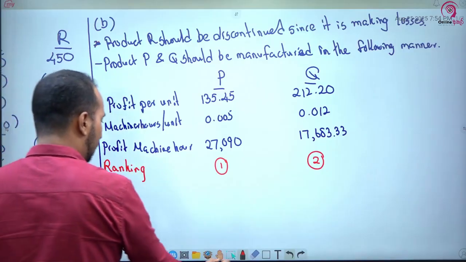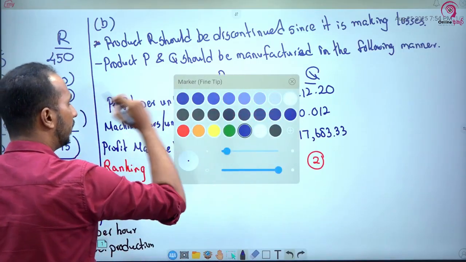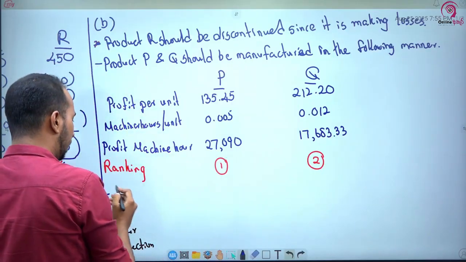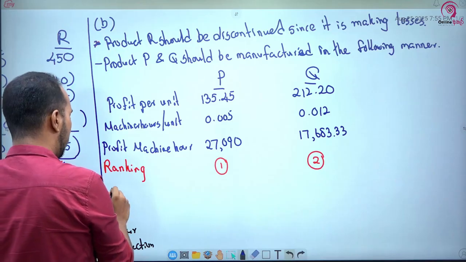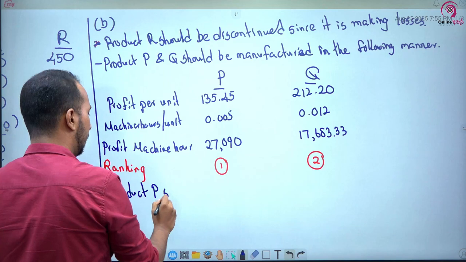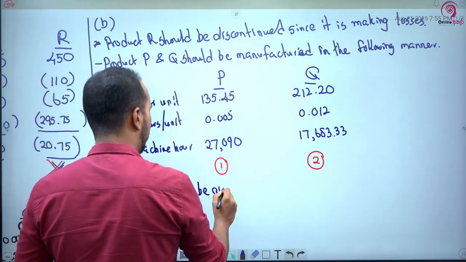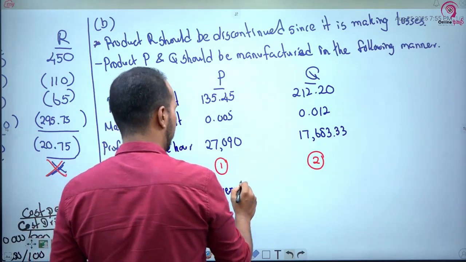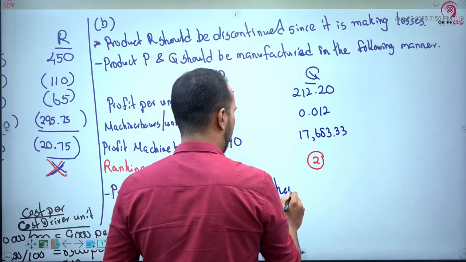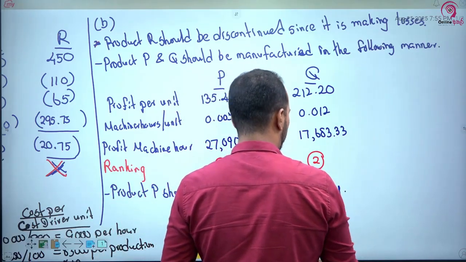But you can conclude your answer in a nice way. See, you gave the initial suggestion, then you see the priority, and you can conclude your answer in this way. Product P should be given the highest priority.